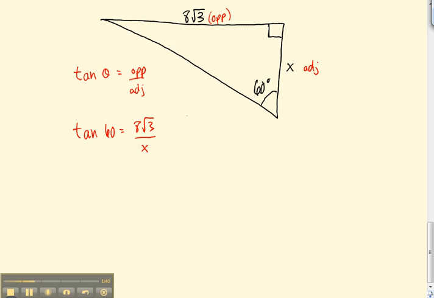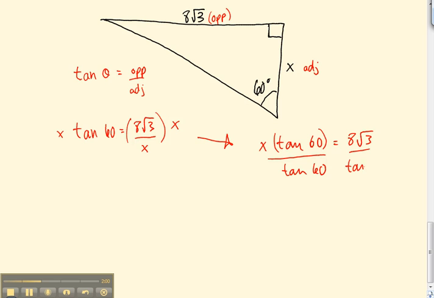We're going to multiply both sides by our denominator. That's what we're going to do. So multiply that by x, multiply that by x. That gives me x times tan 60 equals 8 root 3. To get x by itself, I divide by tan 60. I divide this by tan 60. So in other words, x is equal to 8 root 3 divided by tan 60.